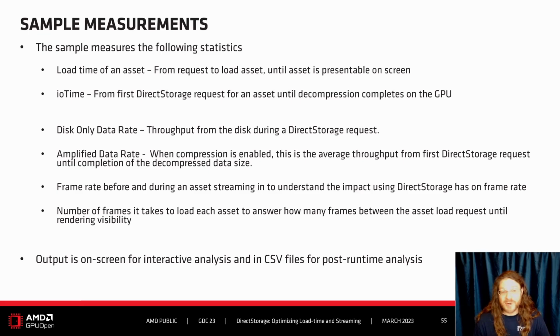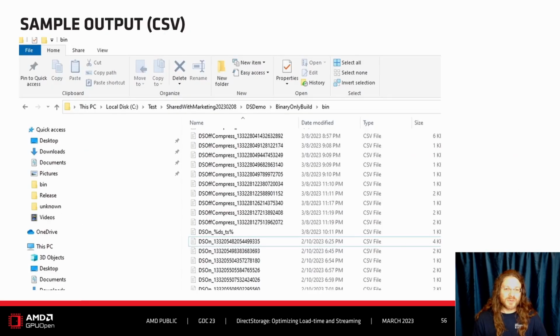We also include the average frame rate before and during asset streaming, so we can understand the impact of using direct storage on the frame rate. And of course, the number of frames it takes to load each asset, so we can get an answer of how much latency there might be. So here's a quick sample of our CSV output.